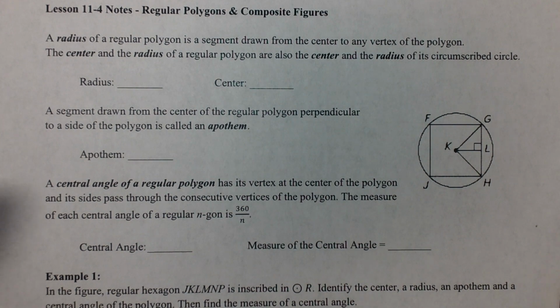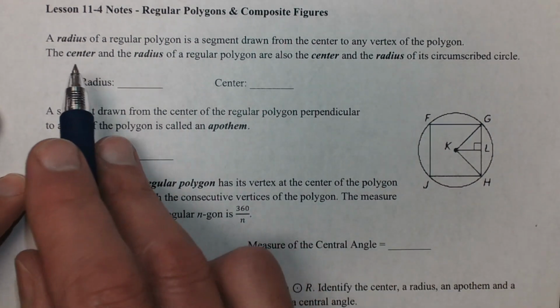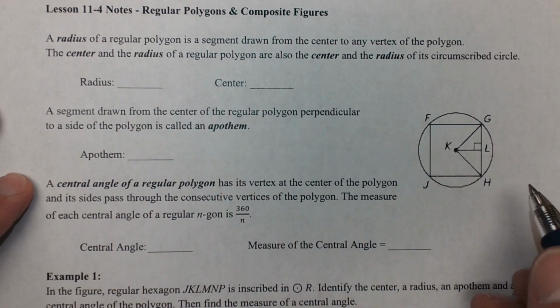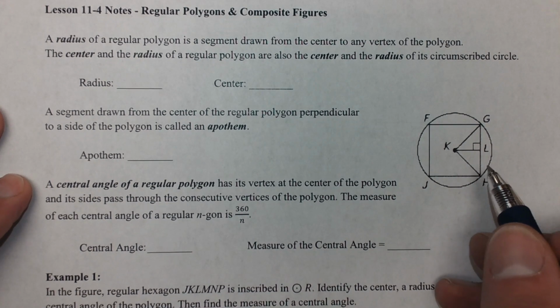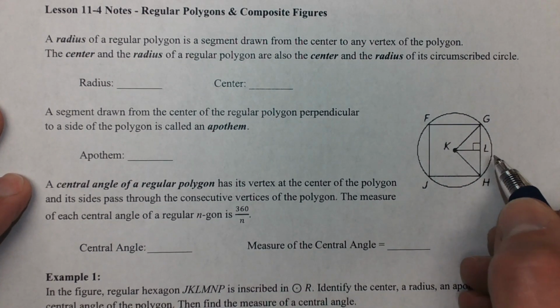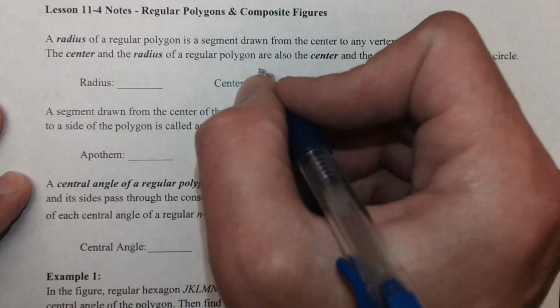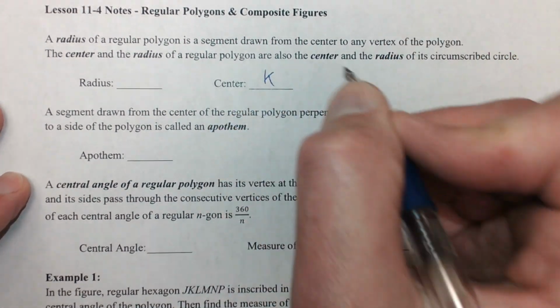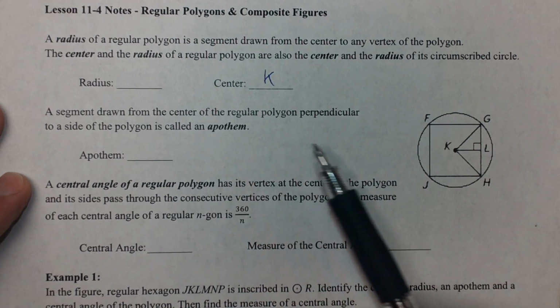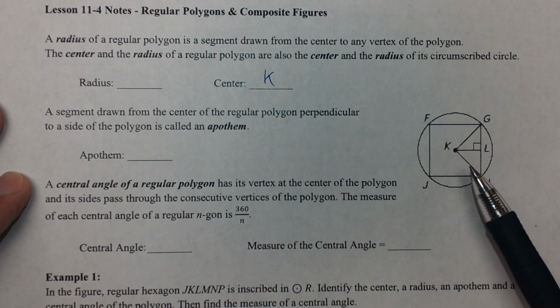We've already covered the radius and the center of circles, but now we're going to talk about the radius and the center of a polygon. It really works best if you draw the polygon within a circle, and then you can see exactly what it's talking about. The center of the circle is also the center of the polygon, and in this case, the center is just point K. And the radius is from the center to somewhere on the edge of the circle.